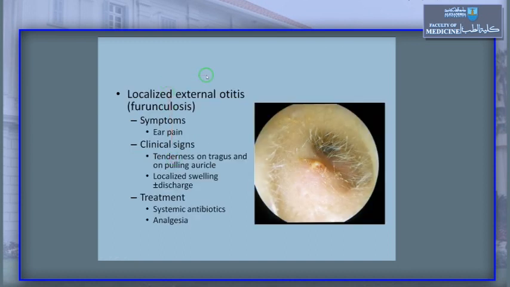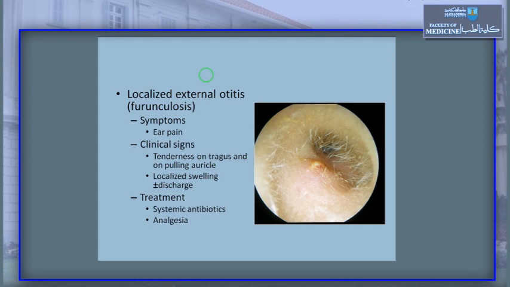So the first type of bacterial external otitis is localized external otitis. It refers to furunculosis. As we know, furunculosis is inflammation of the hair follicle, typically with Staphylococcus aureus. It is similar to furunculosis that can happen in any part of the body. However, the symptoms here are more severe because it develops in a limited space.